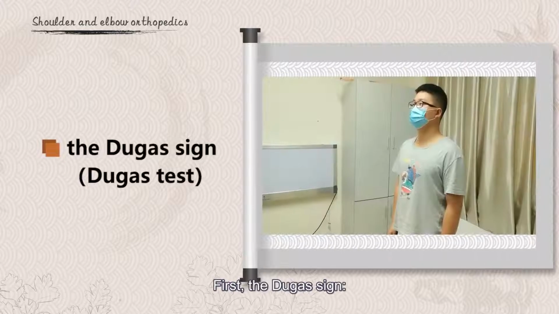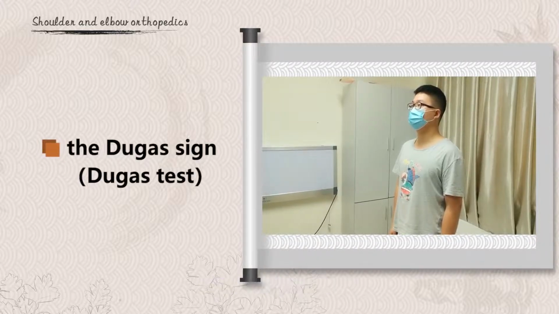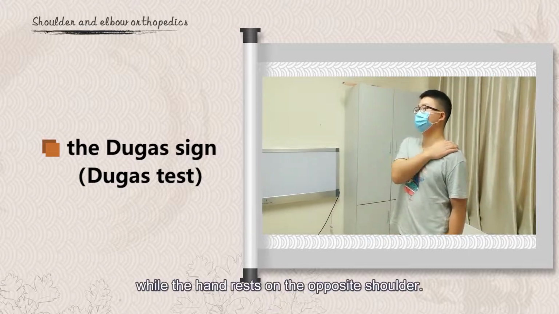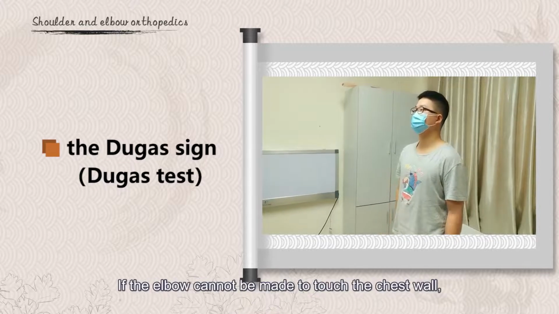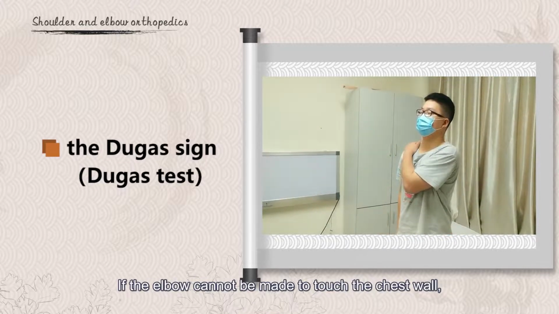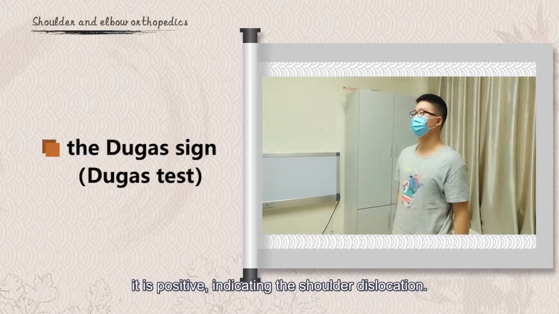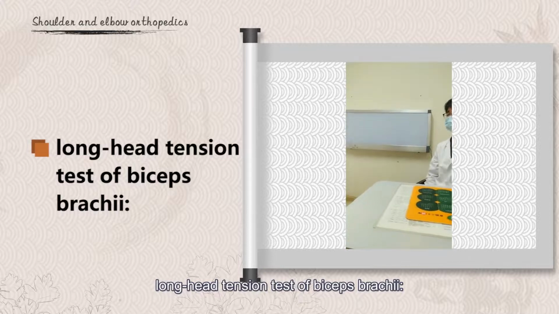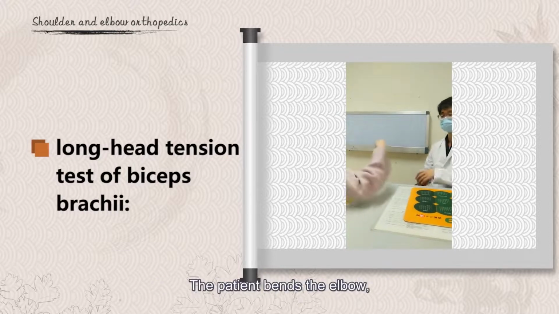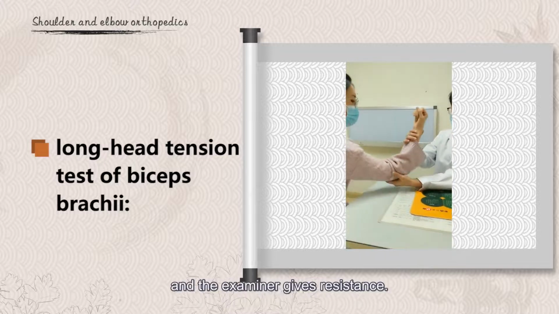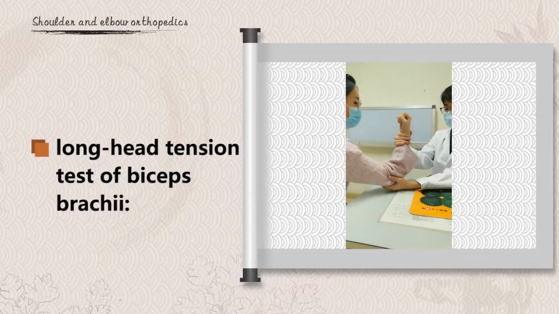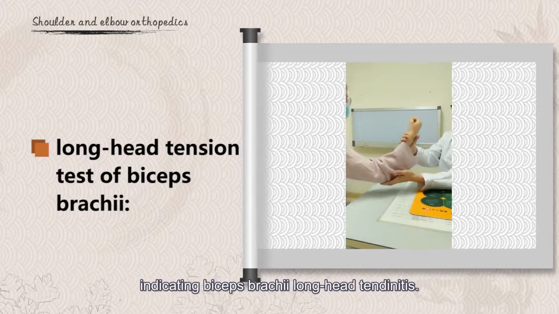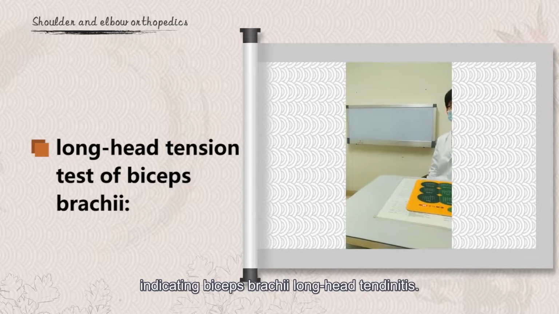First, the Dugas sign, also known as the Dugas test. The injured limb is flexed at the elbow, while the hand rests on the opposite shoulder. If the elbow cannot be made to touch the chest wall, it is positive, indicating shoulder dislocation. Secondly, the long head tension test of the biceps brachii. The patient bends the elbow, the forearm is supinated, and the examiner gives resistance. If there is pain in the intertubercular sulcus, it is positive, indicating biceps brachii long head tendinitis.